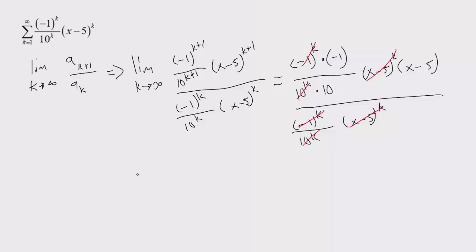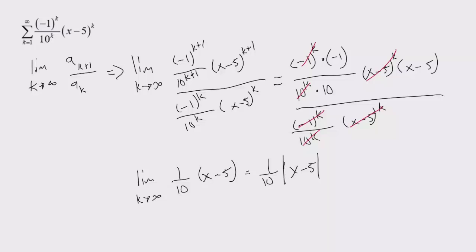And so that leaves me with the limit as k approaches infinity. Looks like we just have a 1/10 left over, so 1/10, and then we have our x minus 5. So that's just 1/10 times the absolute value of x minus 5.